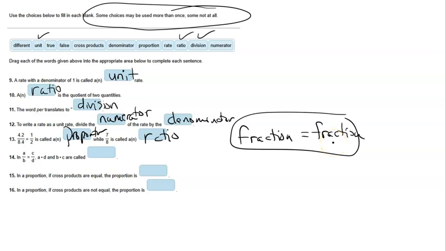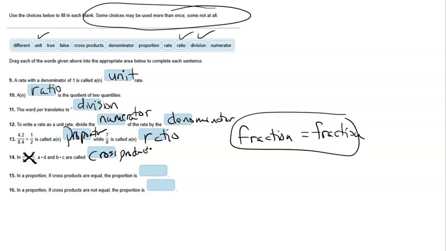Okay, A over B equals C over D. Notice what's happening here. They're saying A times D, it's crossing this way, is equal to B times C, it's crossing this way. That is a cross product. Okay, and a proportion if cross products are equal.